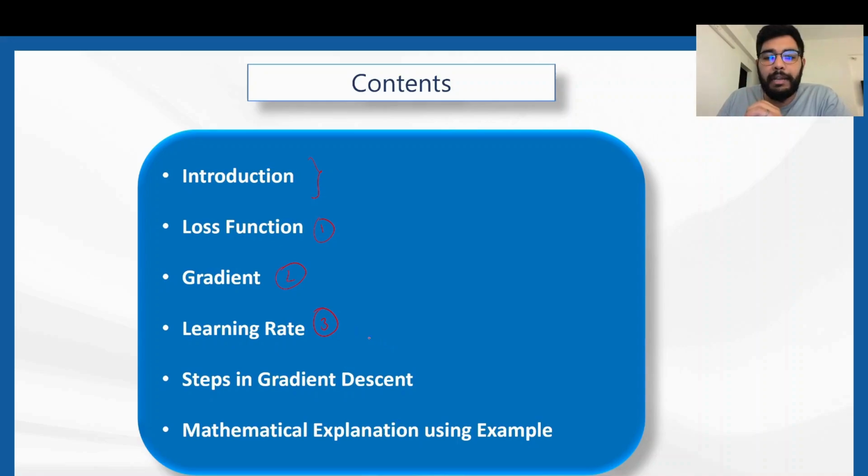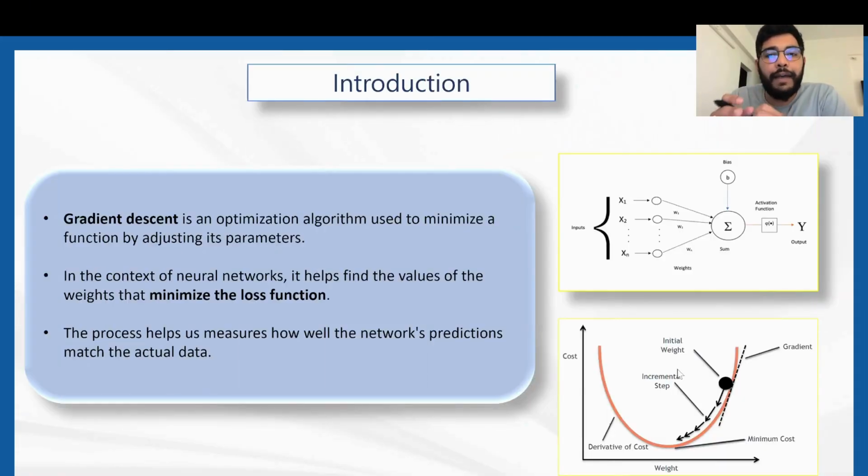Post that, we'll be delving into what are the steps essentially in gradient descent. How do we get to the minimum loss function? And lastly, we'll delve into a mathematical explanation of the steps in gradient descent using an example. Let's start by defining what exactly is meant by gradient descent.